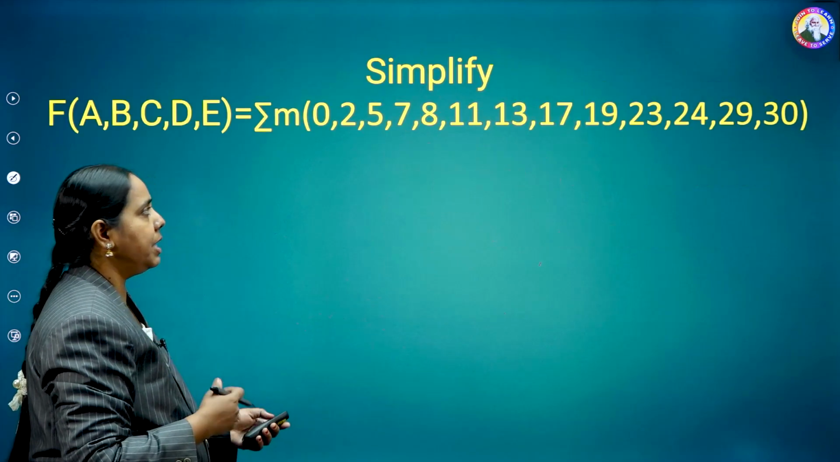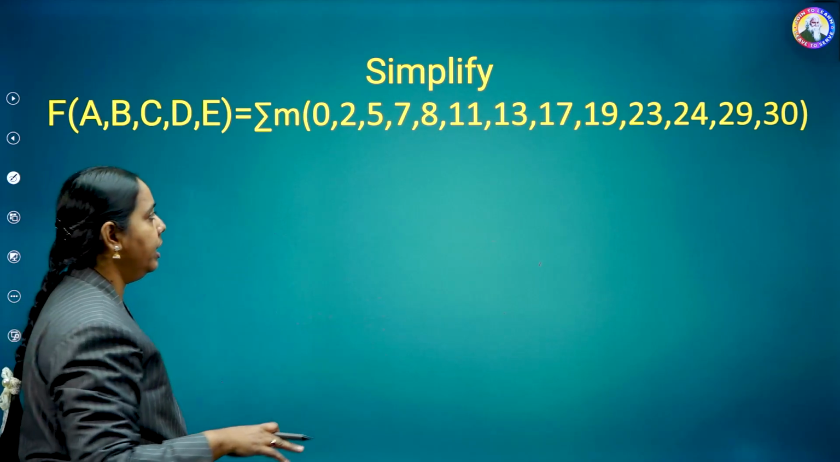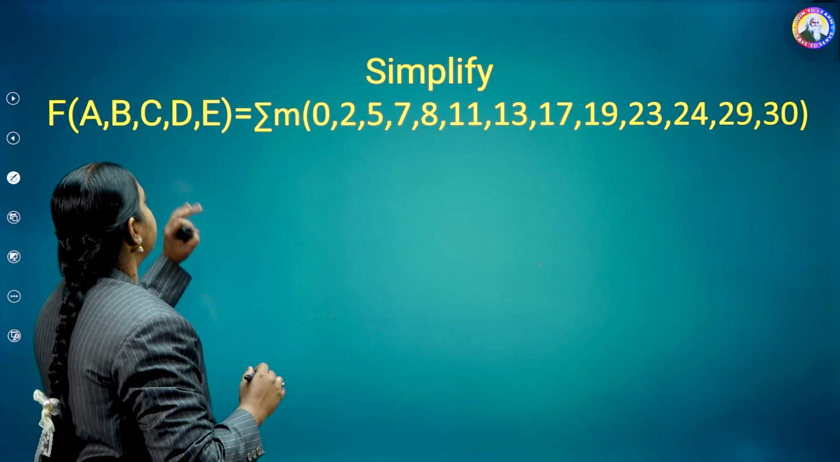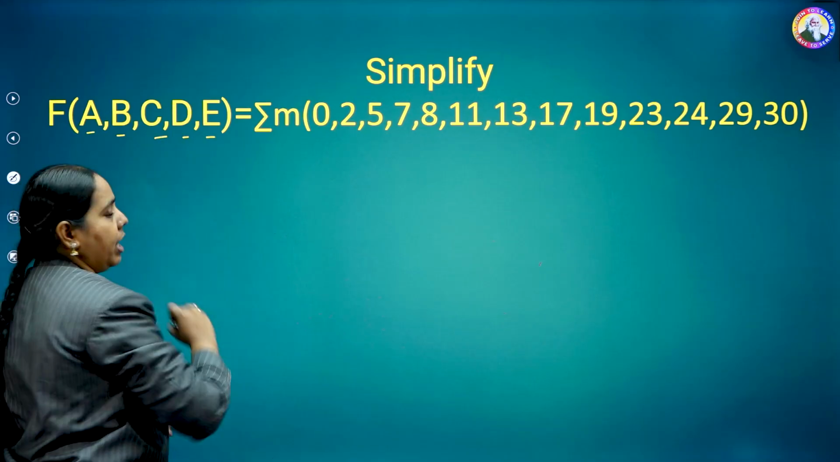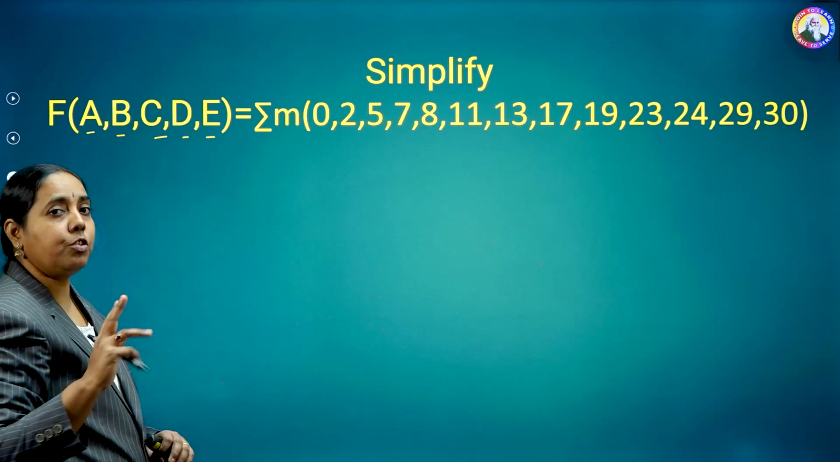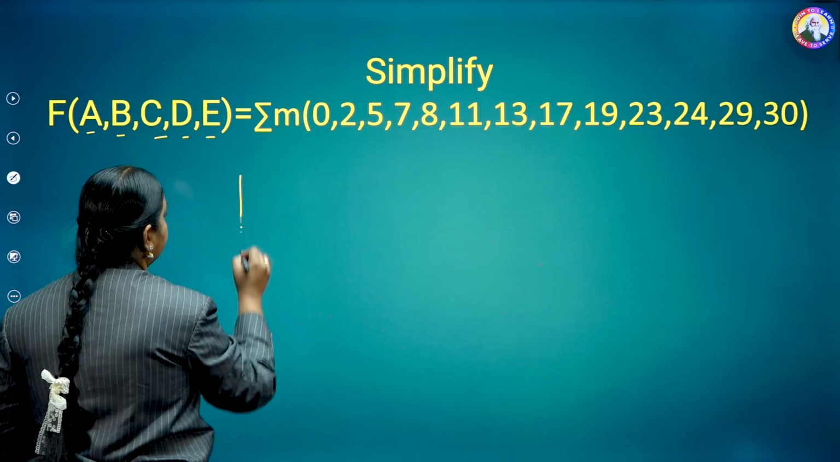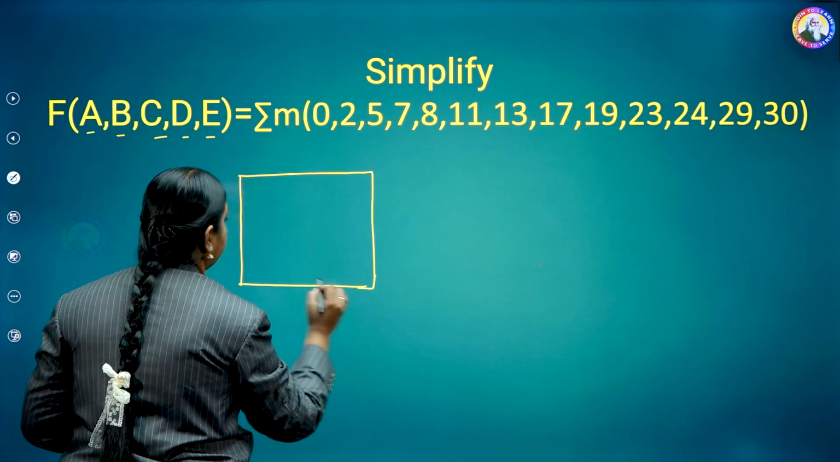How will the 5 variable K-map be represented? I will explain with respect to an example only. So this is the example given: F of A, B, C, D, E. How many variables do I have? A, B, C, D, E, 5 variables. So how to represent the 5 variable K-map? Using two 4 variable K-maps. So the representation will be like this. I need to take two 4 variable K-maps.